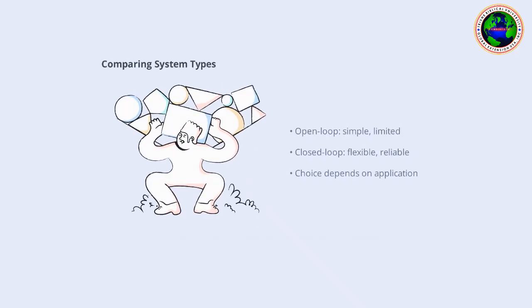The main difference between open-loop and closed-loop systems is feedback. Open-loop systems are straightforward but limited, while closed-loop systems are more flexible and reliable. Engineers choose the right type based on the application's needs for accuracy, stability, and responsiveness.